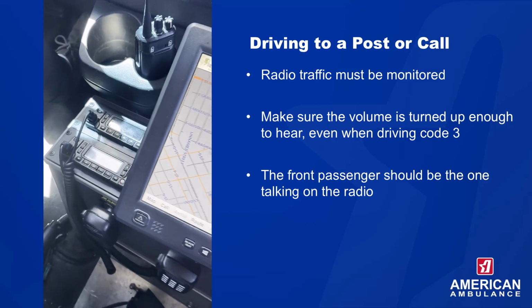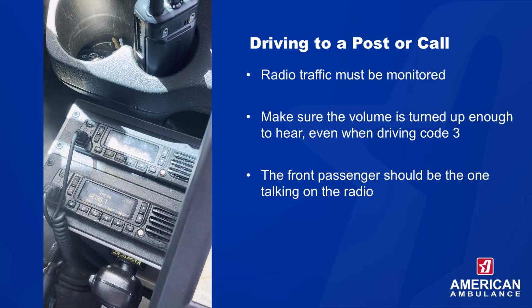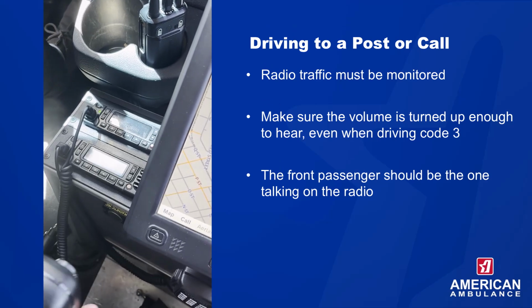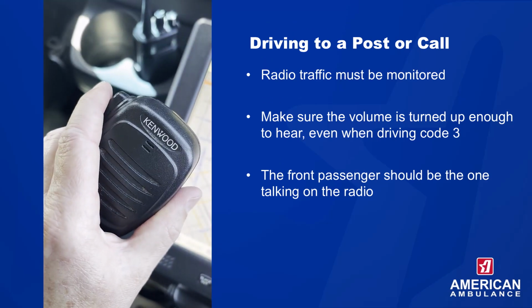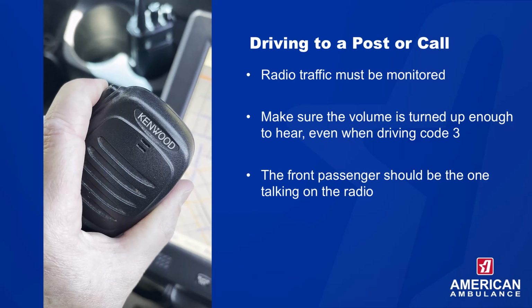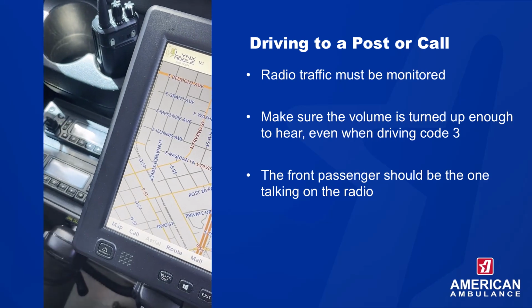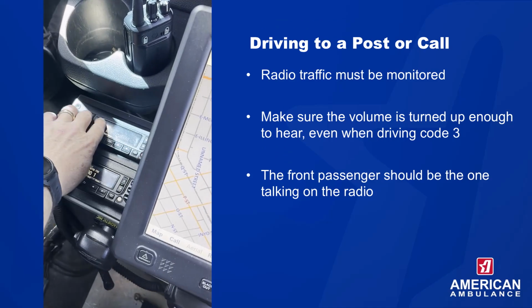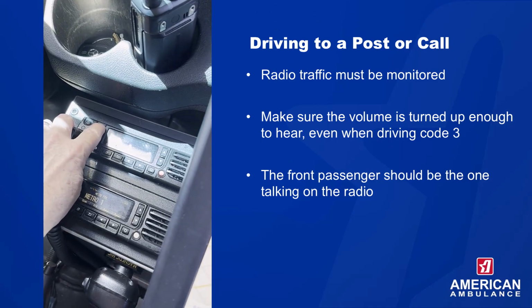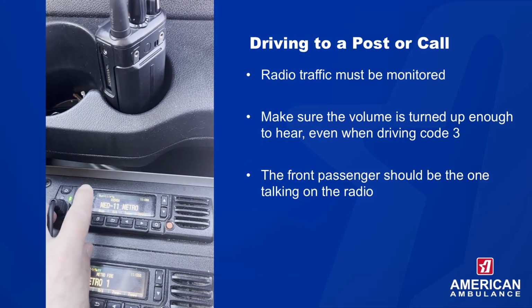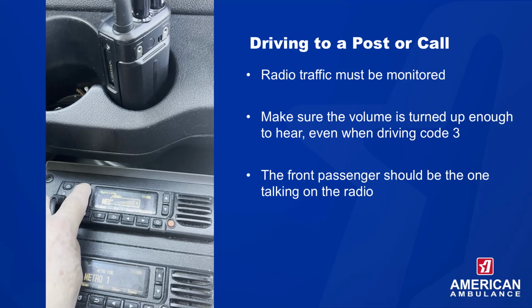It is vital that dispatch is able to get a hold of field crews to relay information. Ensure you are actively monitoring the radio when driving around in the ambulance, whether to a call or a post, and make sure the volume is turned up enough to hear radio traffic even when driving code 3. There have been a few incidents where the scene has become unsecure and dispatch hasn't been able to get a hold of the crew on the radio to advise them.